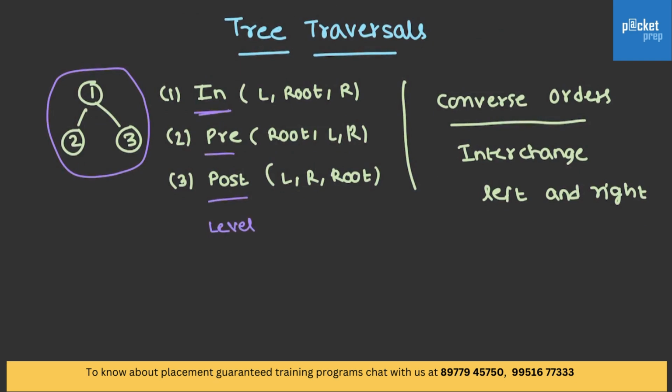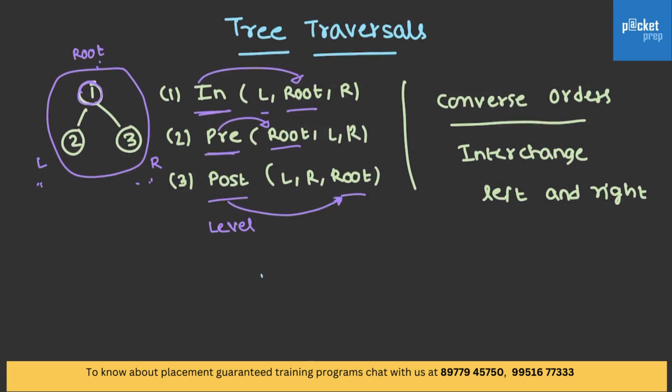In the case of in-order traversal, the top node is called root, this is the left node and this is the right node. It should start with left, root and then right. Pre-order traversal starts with root, left, right. Post-order traversal goes left, right and root. In all these, only the position of root changes. In pre-order, it is in the first position; in in-order, it moves to the second; and in post-order, it moves to the last position.